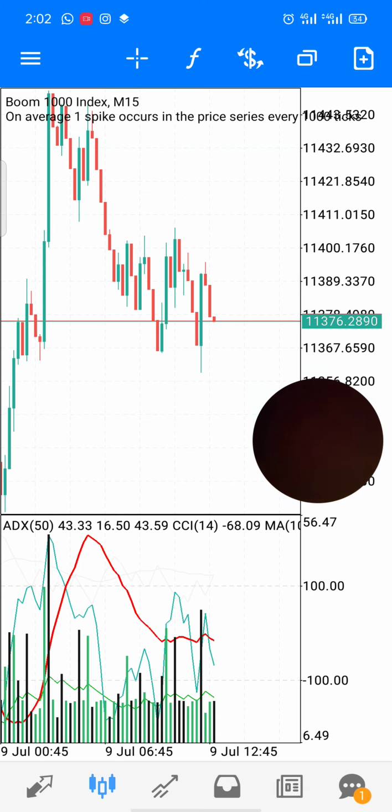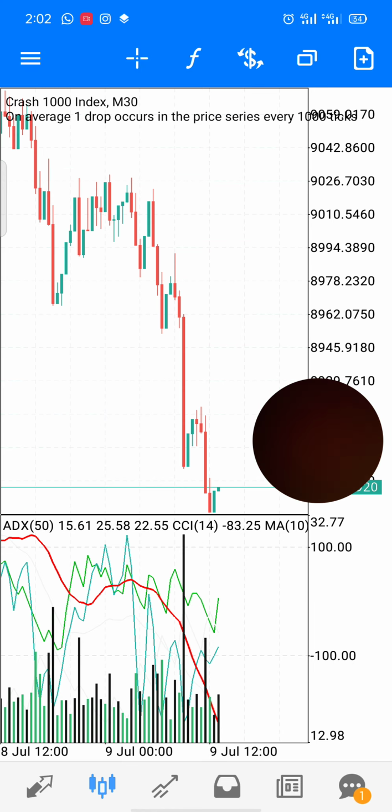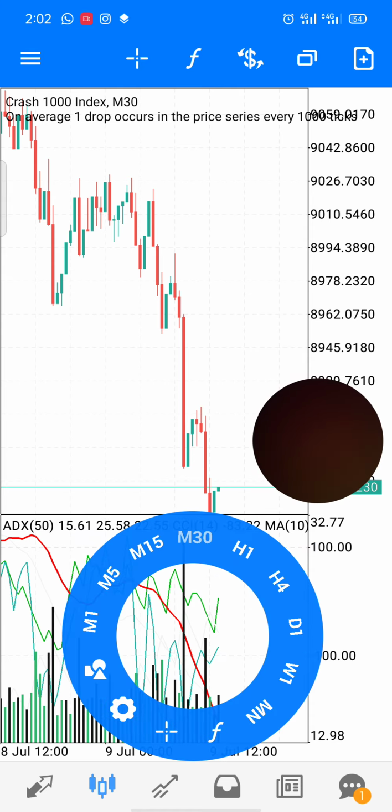Checking this crash 1000, 1 minute, it's going. So the moment this red moving average crosses this green line, guys, we'll get a spike. Check out the 15-minute time frame, it's still on the sell. So guys, we are going to get that spike. It's just a pullback, then it will spike.